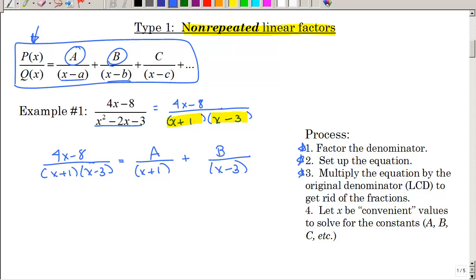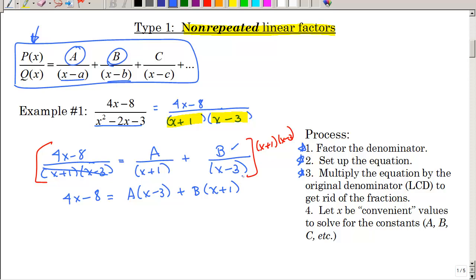Step three, we're going to multiply the equation by the original denominator, which is that least common denominator, to get rid of the fractions. So if I multiply this whole thing by x plus 1 times x minus 3, what's going to happen? That's going to cancel out. Here, the x plus 1's would cancel, but the x minus 3's would stay. And on this one, the x minus 3 would cancel, and the x plus 1 would stay. So now you have no fractions.